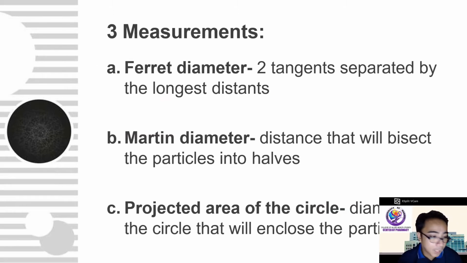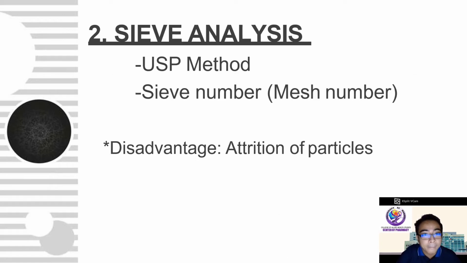Now, when doing optical microscopy, class, there are three measurements that we can do here. We have the Feret diameter, which is the two tangents separated by the longest distance. Okay? Martin diameter, which is the distance that will bisect the particle into halves. So that's what you measure. And then the projected area of the circle, so the diameter of the circle that will enclose the particle. But please take note, class, most of this you can only see in 2D, only a 2D image. Okay? So again, that's another disadvantage of using optical microscopy.